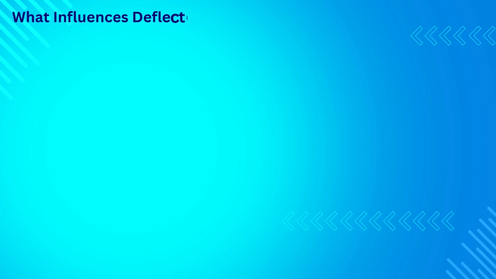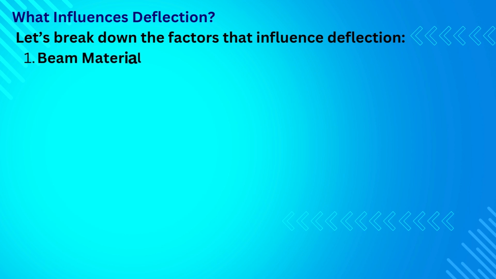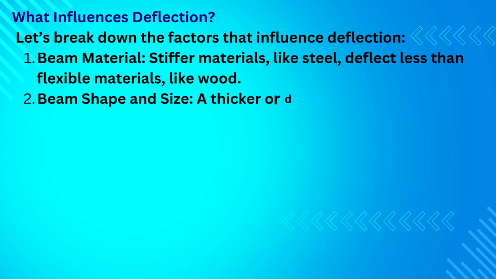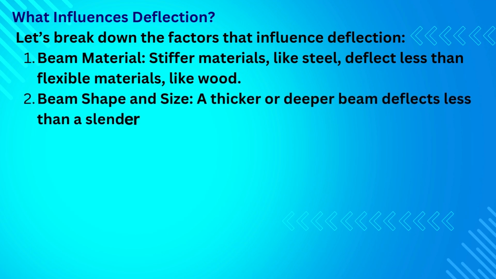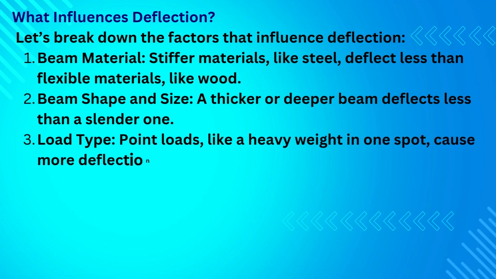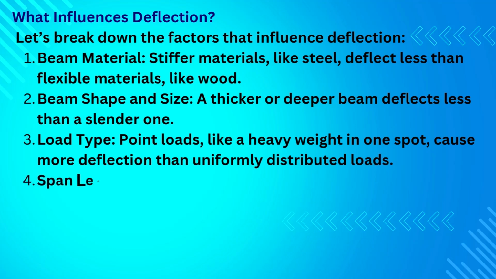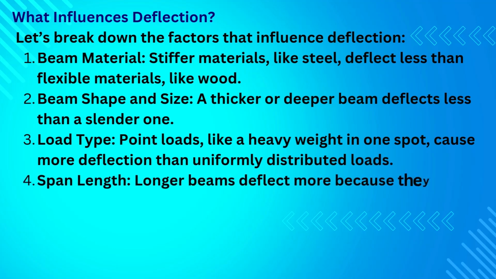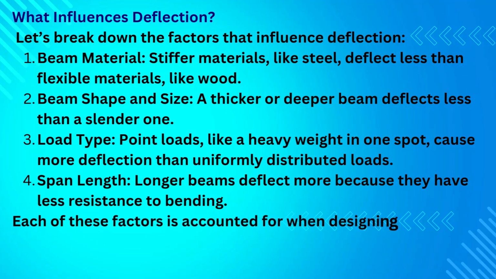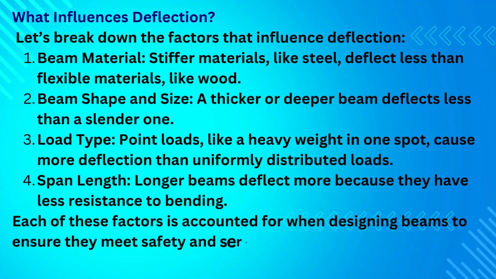What influences deflection? Let's break down the factors that influence deflection. 1. Beam material. Stiffer materials, like steel, deflect less than flexible materials, like wood. 2. Beam shape and size. A thicker or deeper beam deflects less than a slender one. 3. Load type. Point loads, like a heavy weight in one spot, cause more deflection than uniformly distributed loads. 4. Span length. Longer beams deflect more because they have less resistance to bending. Each of these factors is accounted for when designing beams to ensure they meet safety and serviceability requirements.